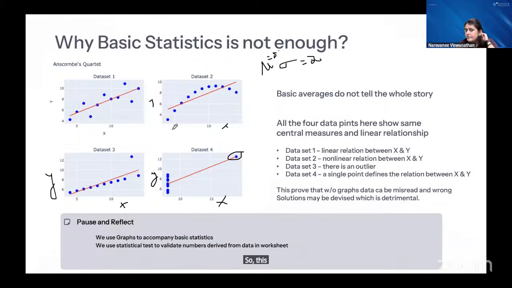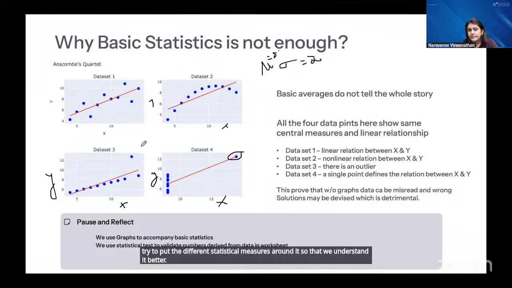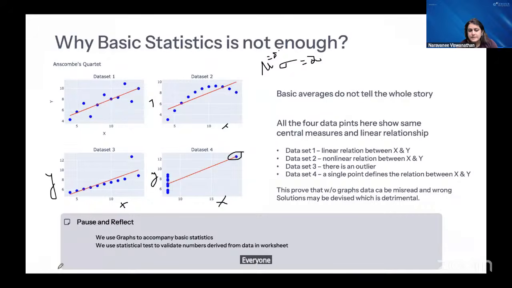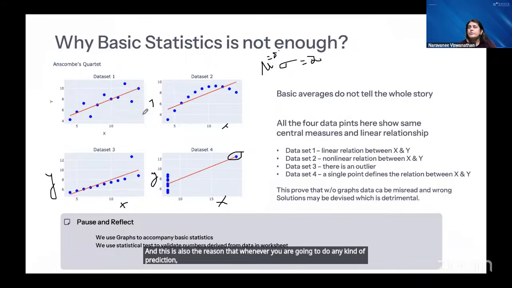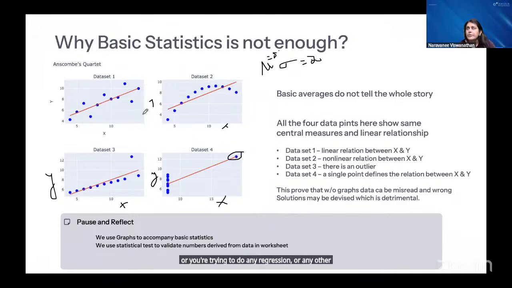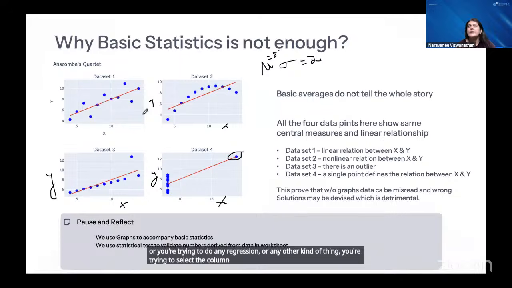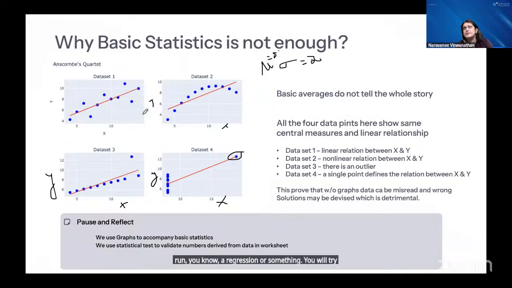This is also one of the reasons whenever we look at graphs, we also put different statistical measures around them so that we understand them better. Everyone clear? And this is also the reason that whenever you are going to do any kind of prediction, or any regression or other kind of thing, you try to select the columns. You will not take all the data and just run a regression. You will try to select which among these columns is more important than the others. Making sense, everyone?